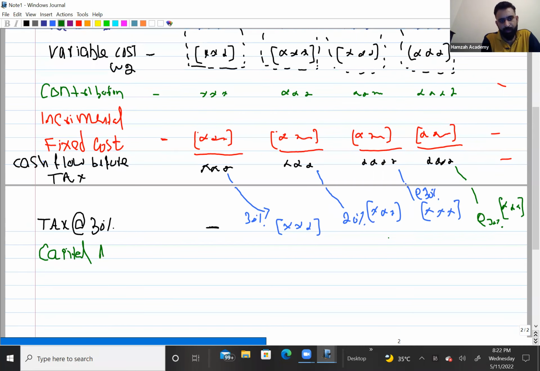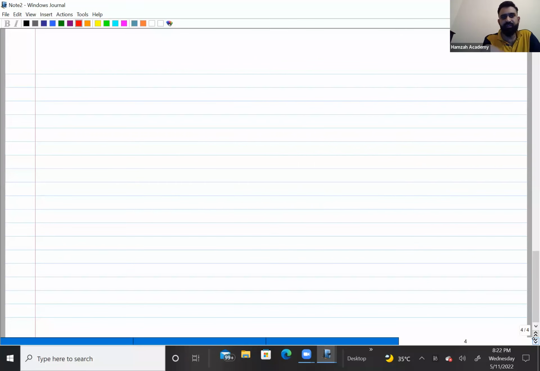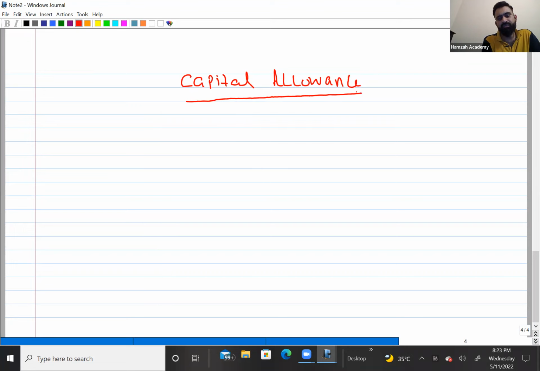There is a concept of capital allowance. Now, what is capital allowance? It is relating to tax. Have you people studied the F6 paper, the tax paper, in your ACCA journey? Okay, then it will be very easy.